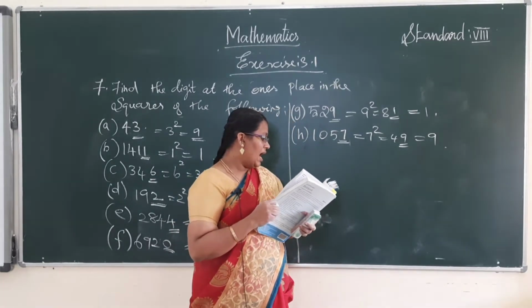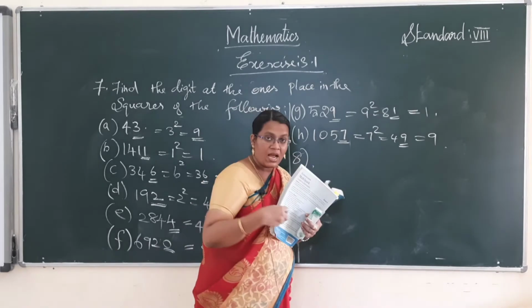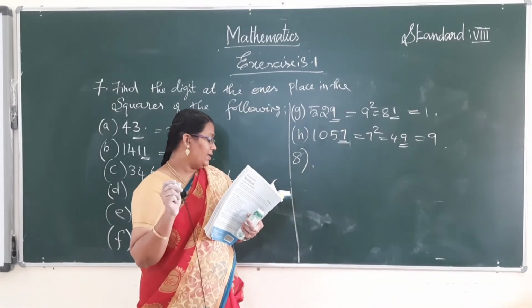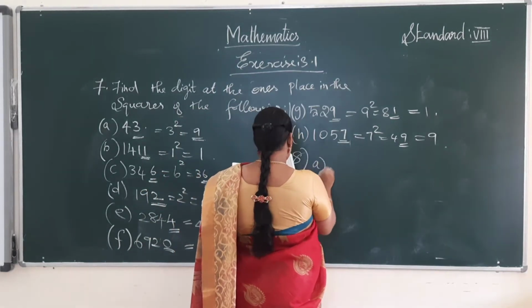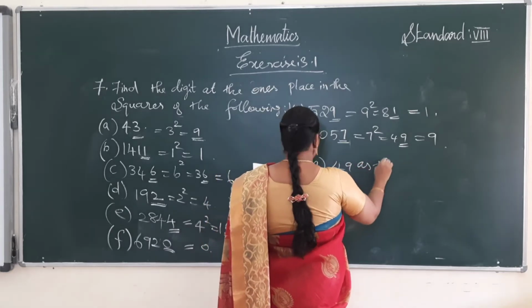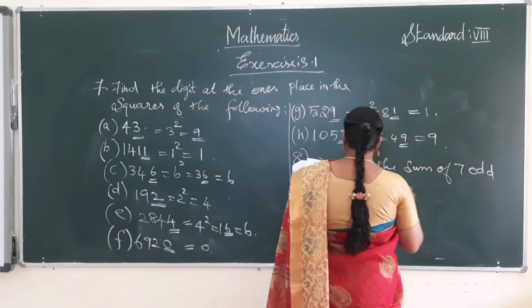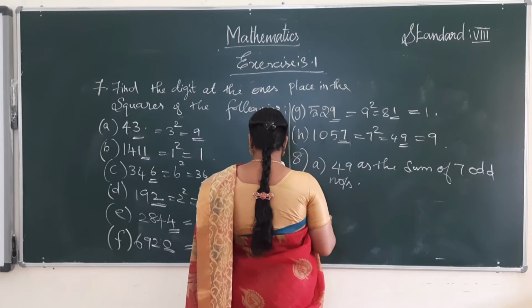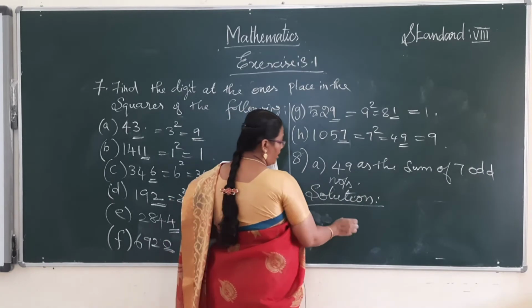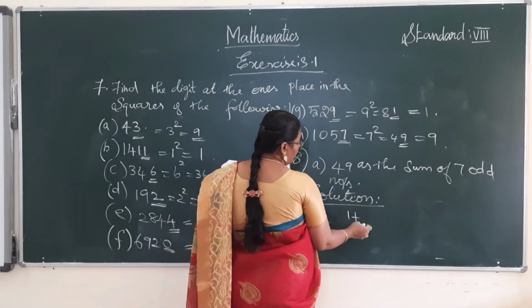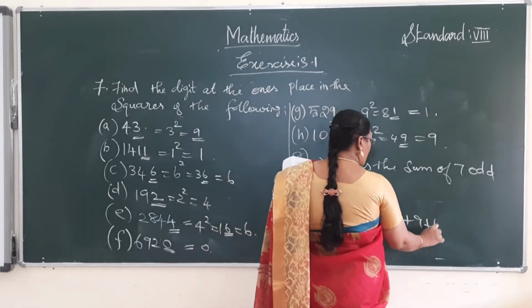Express the following as indicated. The 8th problem: express the following as indicated. The first one, 49 as the sum of 7 odd numbers. How do you write? Already you know the sum of odd numbers: 1 plus 3 plus 5 plus 7 plus 9 plus 11 plus.